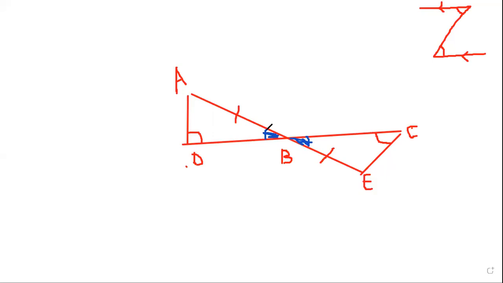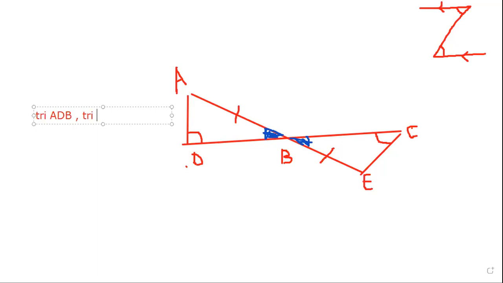Okay, and after that, triangles we can work with. Which two triangles will we prove are congruent? Triangle what? Which are you going to work with? ADB. Okay, triangle ADB. And which triangle?